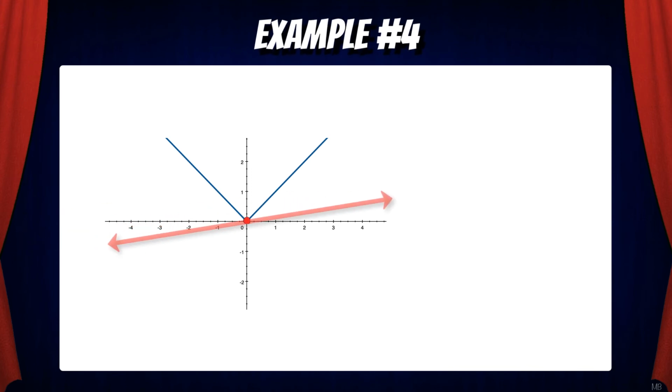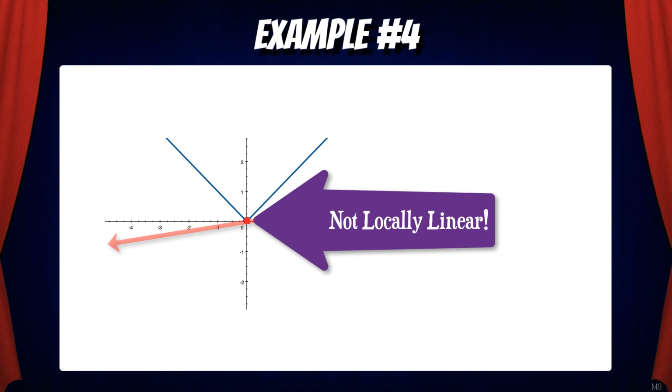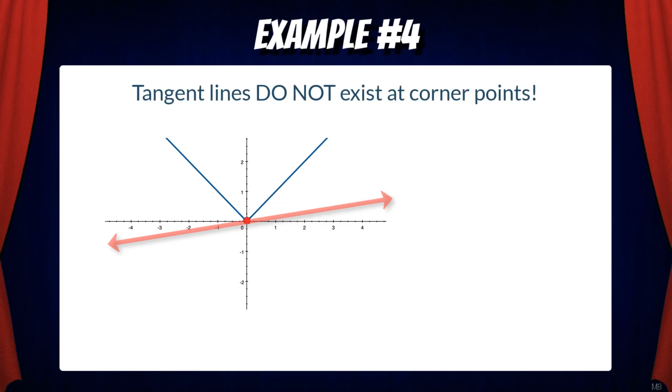Even though a line can be placed so that it touches a corner at only one point, it will never be locally linear to the function. Therefore, tangent lines do not exist at corners on functions.